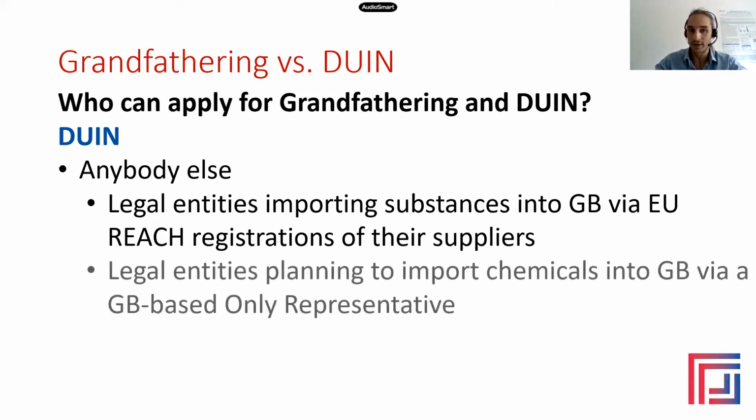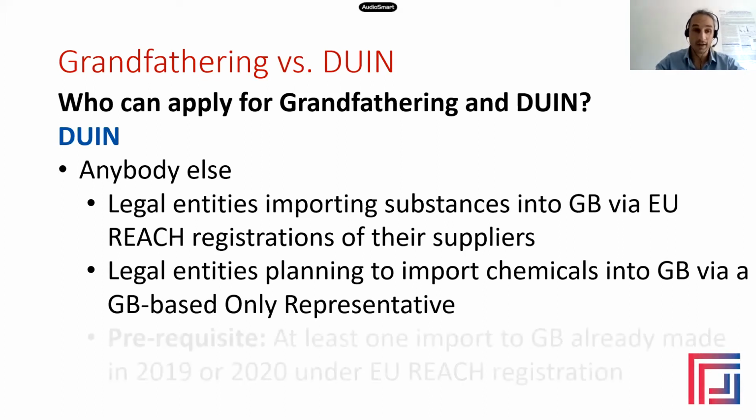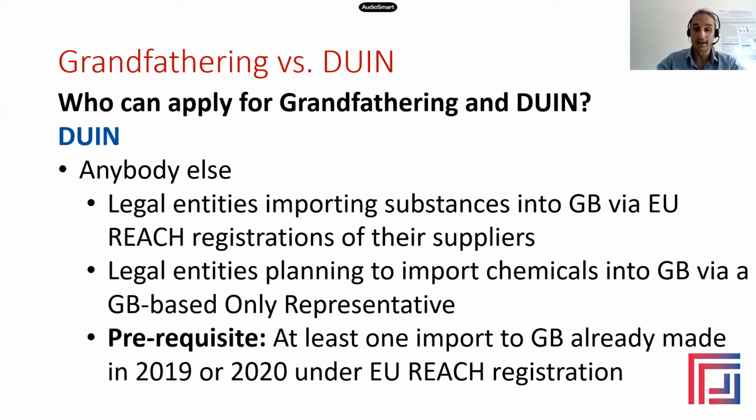Again, there is one precondition. I will get to that. And it's also possible to nominate an only representative. So if you are planning to import chemicals through an only representative, GB-based of course, you can be eligible for the downstream user import notification as well, under one precondition, that at least one import to Great Britain was already made in 2019 or 2020. So you cannot just come to Great Britain out of the blue and start importing completely new substances, non-registered substances, or substances which you weren't importing in 2019 and 2020.